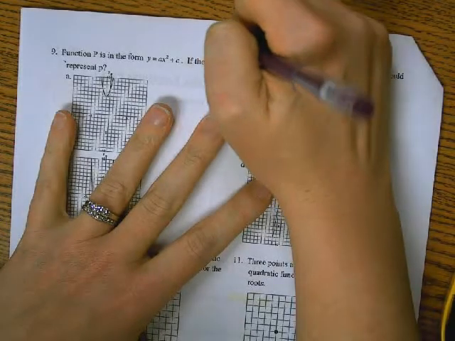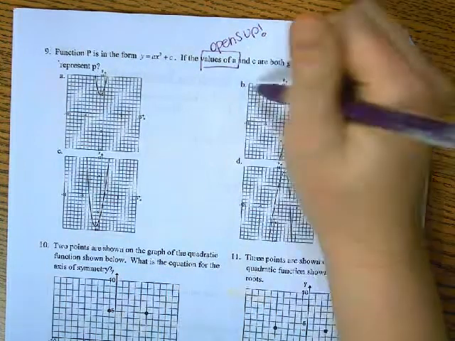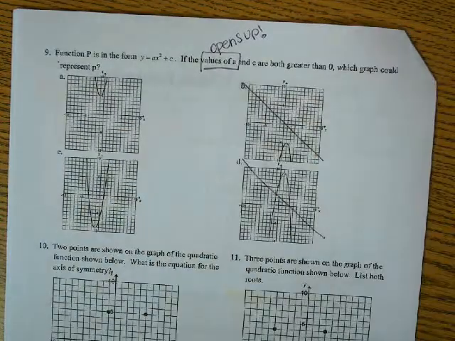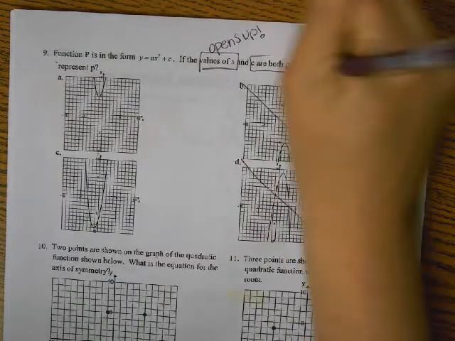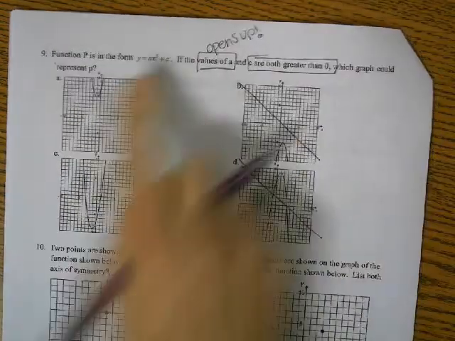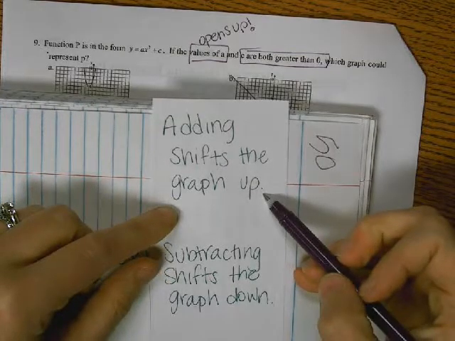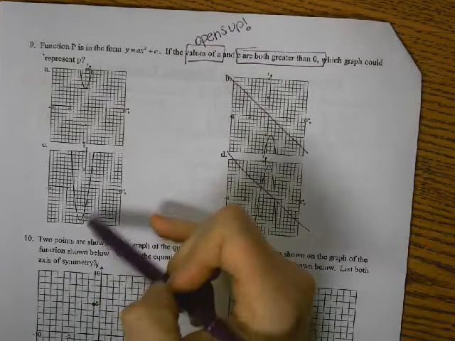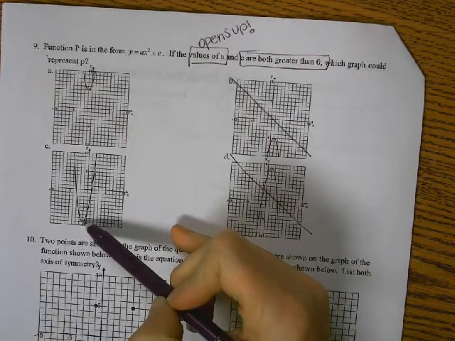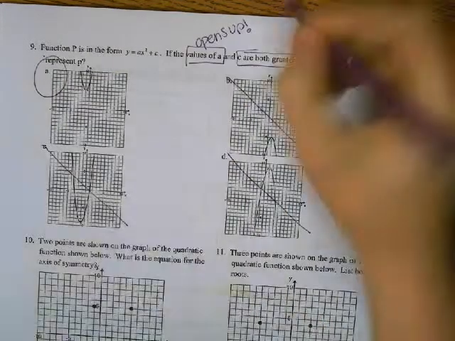So this one opens up. That means I can automatically cross off answer choice B and answer choice D. It also says that c is greater than 0. Well, c tells us how the graph is shifted. If it's greater than 0, then it's going to go up from the origin. So if I'm looking at it, this is below the origin and this is above the origin, so C can't be it. A has to be it.